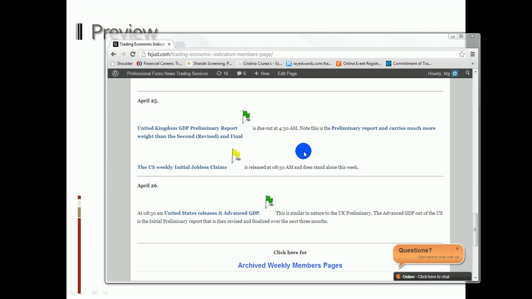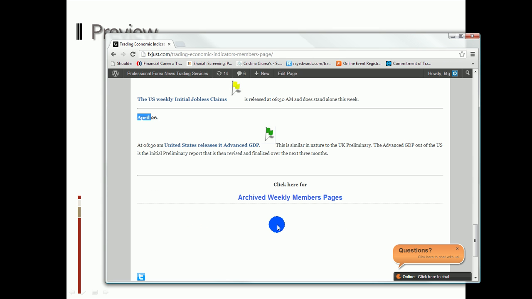Now let's preview the rest for tomorrow. From the members only section, on April 26th, the United States releases its advanced GDP. So that'll be a nice trade. It's green, so it's a go ahead.